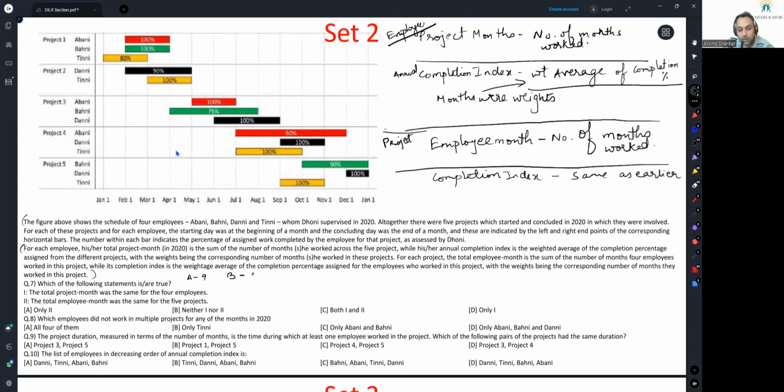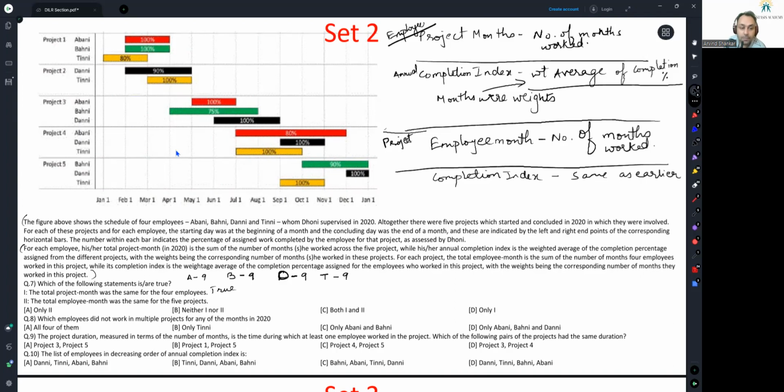2, 4, and 3. Bani also had 9 months. What about Danny? Danny was black. So 3, 3, 2, 1. Also 9 months. And finally, Tinny. Tinny had 2, 2, 3, 2. Also 9. So the number of project months for all the employees was actually the same. So the first statement is true.